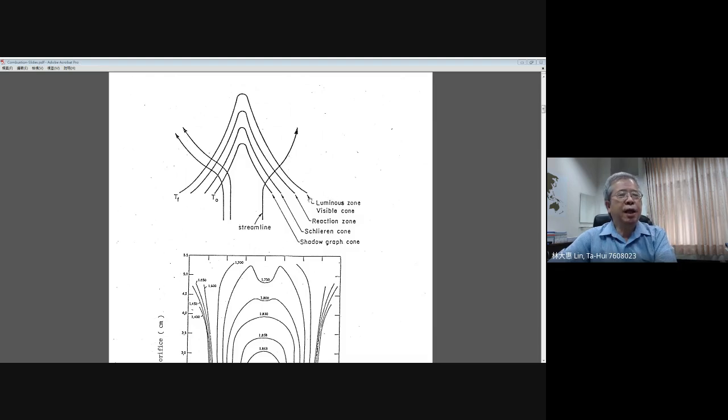In the upstream side, you can follow up with the reaction zone. And when you get closer to the upstream side, this is a cone determined by shadow techniques.